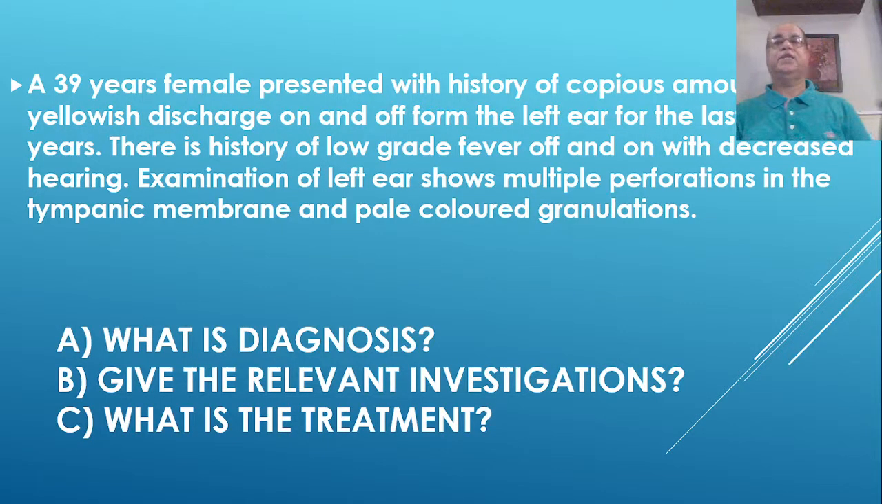And this was the SEQ, which I will analyze at the end of the session. A 39 years old female presented with history of copious amount of yellowish discharge on and off from the left ear for the last 4 years, and there is a history of low grade fever, which is again intermittent, with decreased hearing. Examination of the left ear shows multiple perforations.